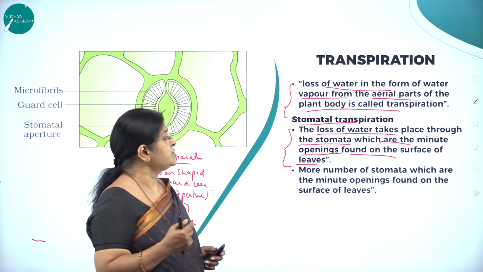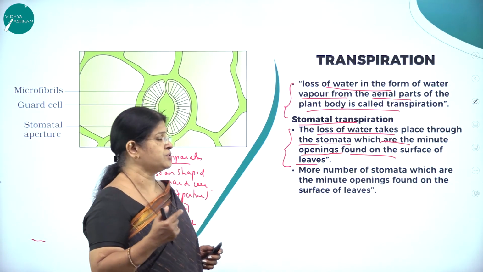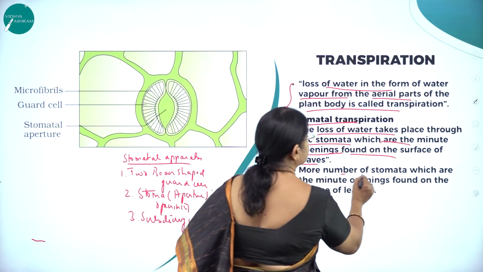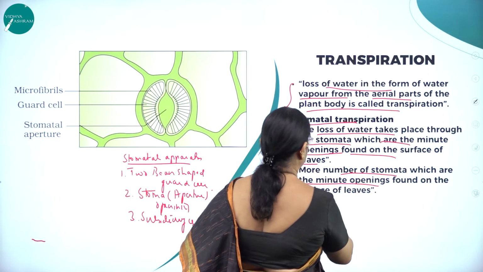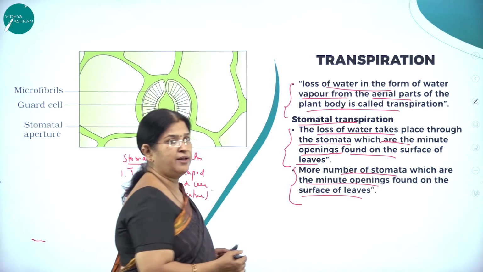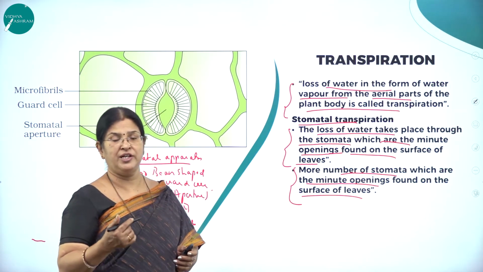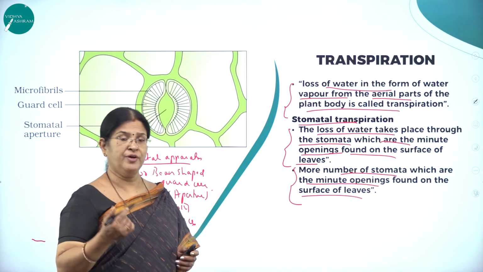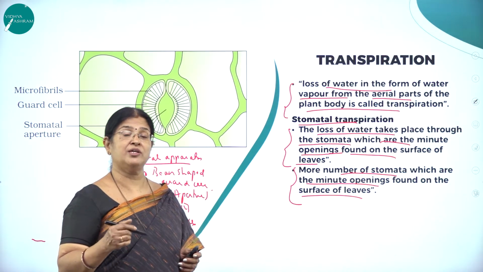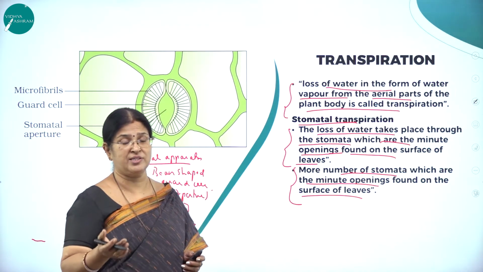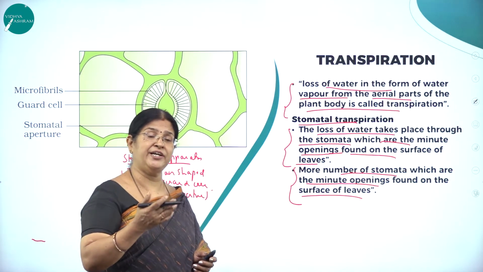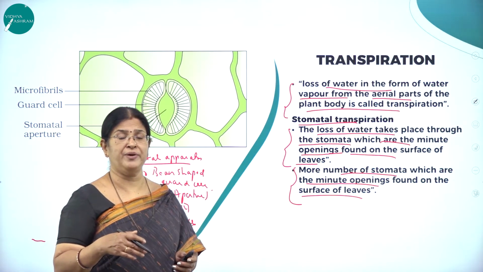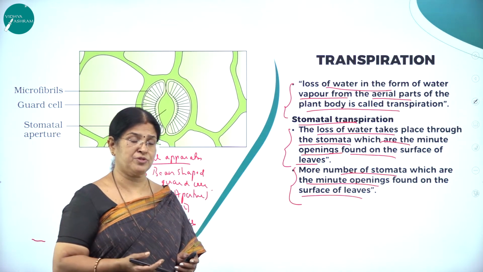So the loss of water takes place through the stomata, which are minute openings found on the surface of the leaves. Particularly the lower epidermis of a dicot leaf will have more stomatal openings, whereas in a monocot leaf, that is the reason why we call it isobilateral. Both the surfaces are one and the same. But in a dicot leaf, we differentiate it into upper epidermis and lower epidermis. Upper epidermis will have fewer stomatal openings and lower epidermis will have more stomatal openings.